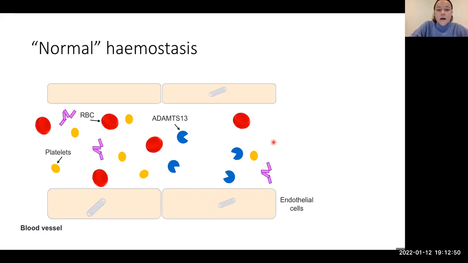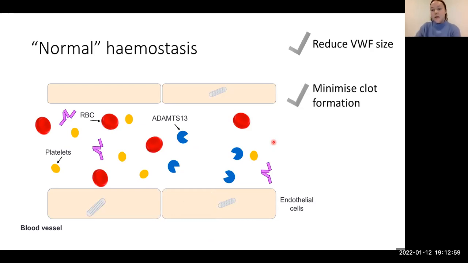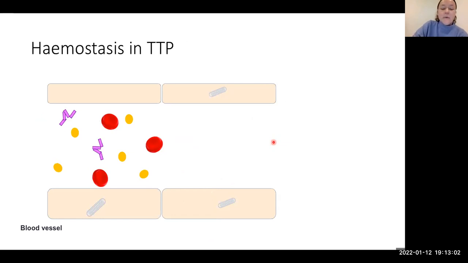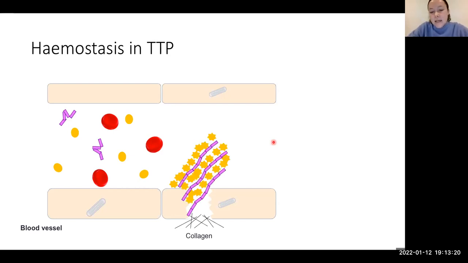Now let's look at the scenario in TTP. Just to say that the function of ADAMTS13 here is to reduce the size of VWF and to minimize the formation of clots. In TTP, again, there's an injury or a trigger event and exposure of the collagen underneath the blood vessel. Again, VWF will bind to it and it becomes unraveled into this really long, very sticky string, and you get clot formation. The difference here is that in patients with TTP, there is a deficiency of ADAMTS13 and the clot is not resolved, so it's not broken down.